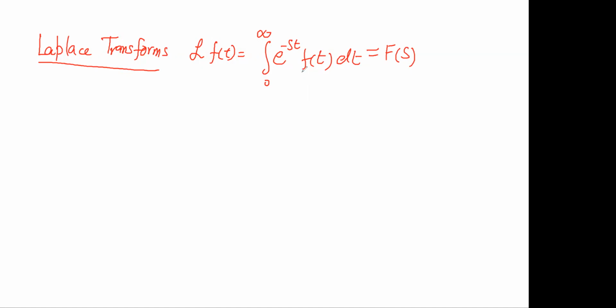In this Laplace transform, the given function is multiplied by e power minus st. This multiplying function is called the kernel for this transform. For some other transforms in mathematics, different kernels are used, but for the Laplace transform, this kernel is used. Okay, e power minus st.